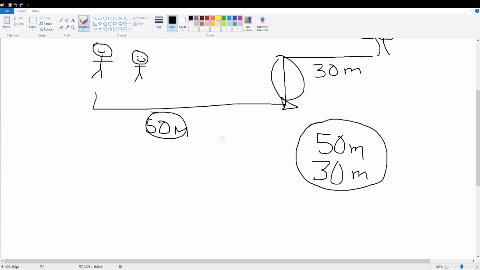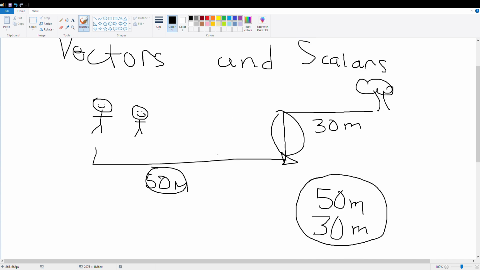Now let's talk about vectors. Vectors are quantities that have both magnitude and direction. In our treasure hunt, when we said turn left, we not only gave a magnitude, which is 30 meters, but also a direction, which is left. The combination of magnitude and direction makes it a vector quantity. Okay?